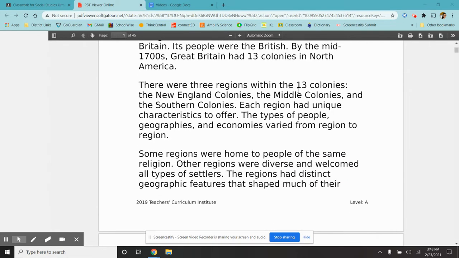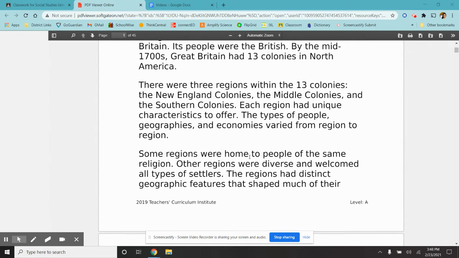There were 3 regions within the 13 colonies: New England colonies, the Middle colonies, and the Southern colonies. Each region had its unique characteristics to offer. The types of people, geographies, and economies varied from region to region. And we know that because we also talked about the Native Americans. So we know that the Native Americans in each region of the United States lived differently based on their geographies, the industries, and their natural resources that they had.